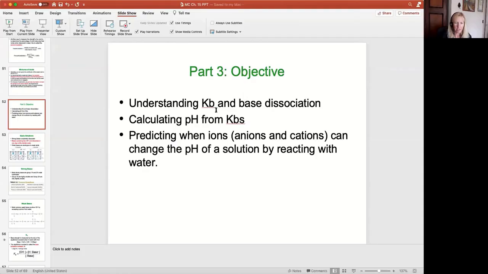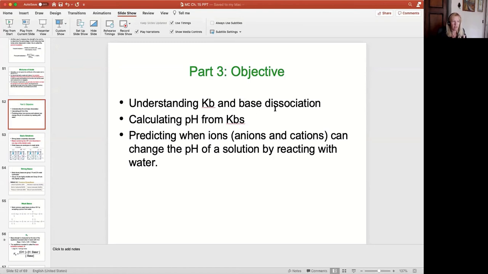And our objectives today, we're going to understand Kb. So we talked a lot about Ka and acid dissociation in part 2. So today we're going to also apply these principles to Kb and base dissociation. We're going to calculate pHs from Kbs. And then the last part is probably going to be the hardest part because we're going to look at ions.